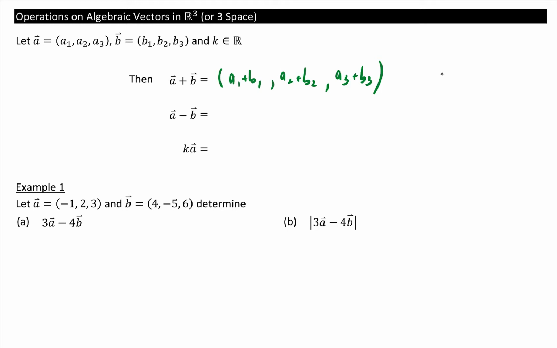If we're going to subtract vectors in 3 space, we just subtract the components. So we have A1 minus B1, A2 minus B2, and A3 minus B3. And finally, if we multiply a vector by a scalar, all we need to do is take each of the components and multiply them by that scalar. So we have kA1, kA2, and kA3.